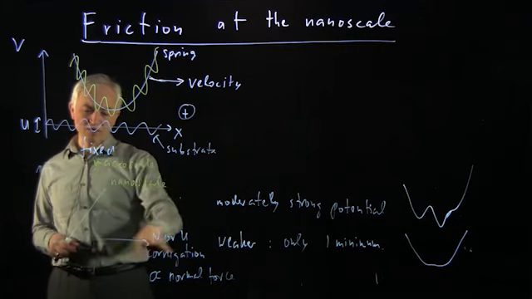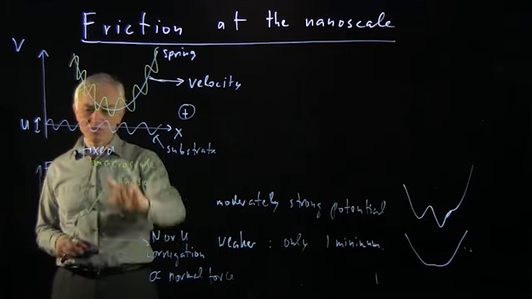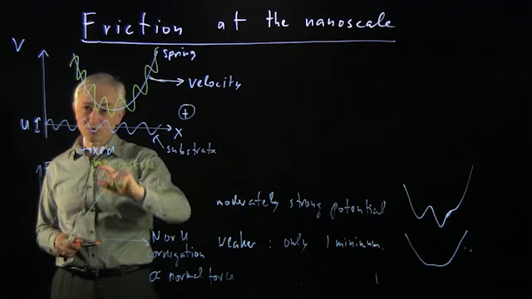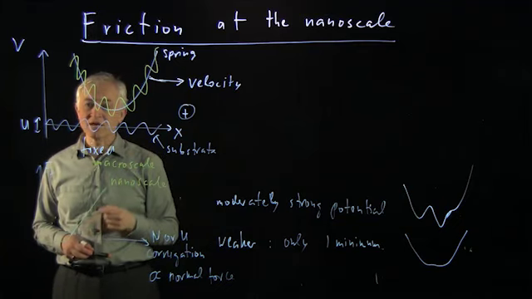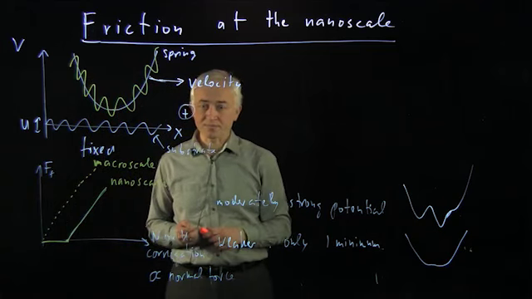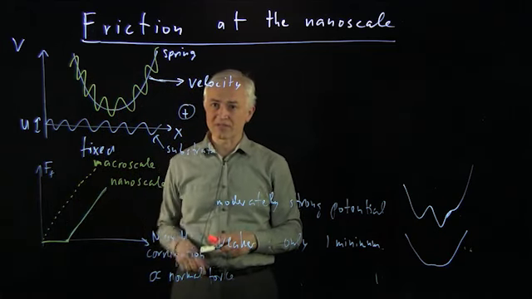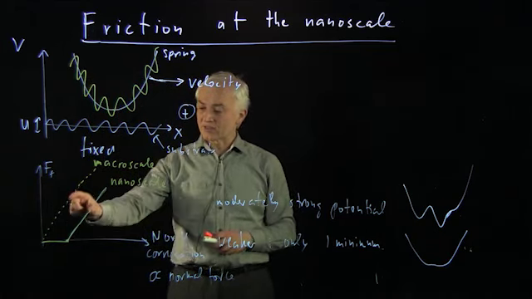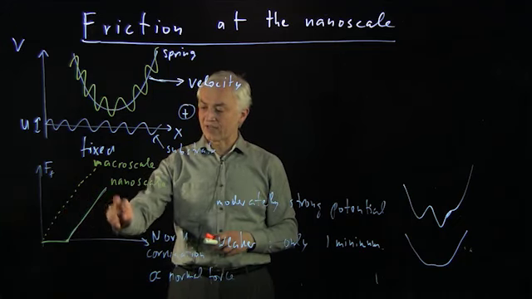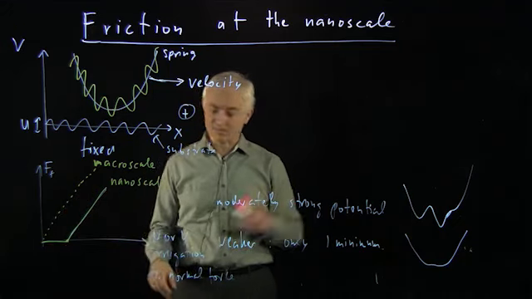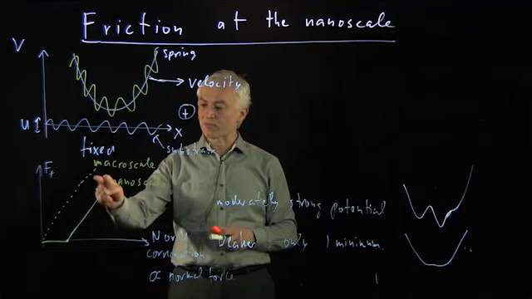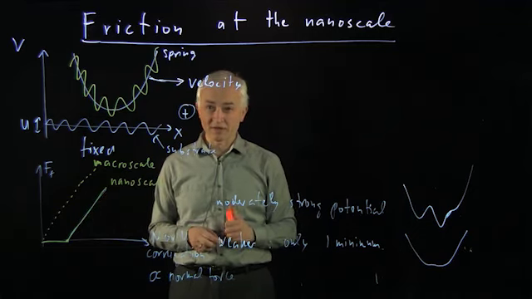So you can imagine that if I go to macroscopic normal loads, then the difference between these curves, at least fractionally, will be quite small. And so we can see how the law of the nanoscale, explained by this very simple Prandtl-Tomlinson model, approaches the law at the macro scale.